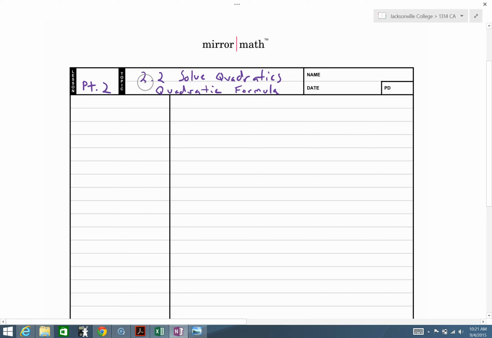In this video, we will be looking at section 2.2. We're dealing with solving quadratics, specifically the quadratic formula. This is part 2 of the video. If you have not seen part 1, you should do so. All right, we're going to get right into an example of how to use the quadratic formula.